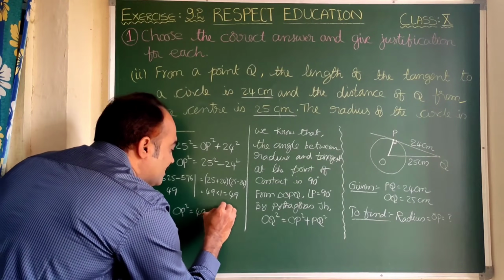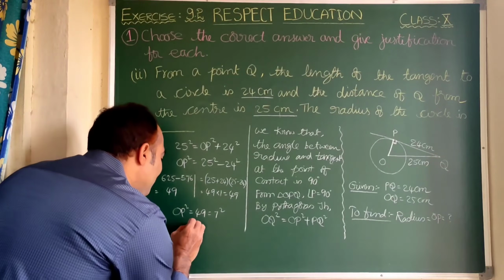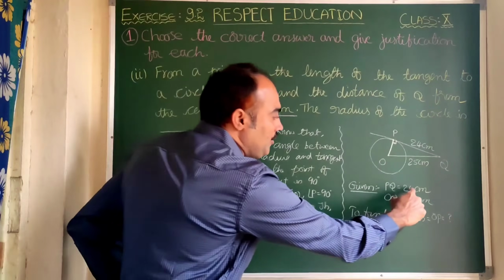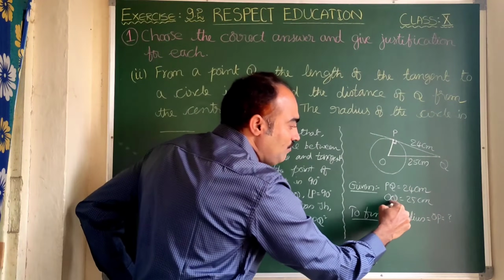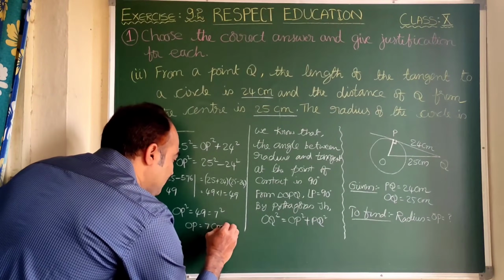49 can be written as 7 square. So by applying square roots on both the sides, we get OP is equal to 7. Here you observe, units of PQ is centimeter, OQ centimeter. So here OP also should be in centimeter.